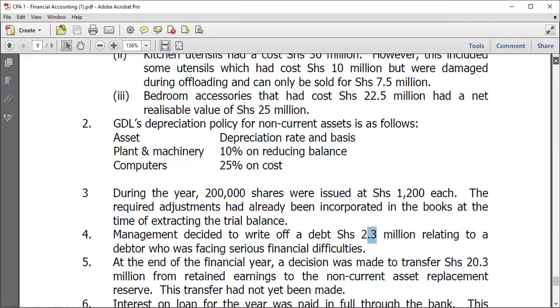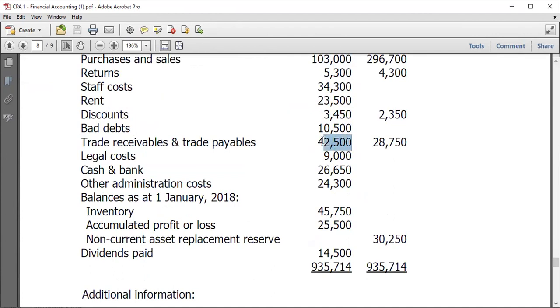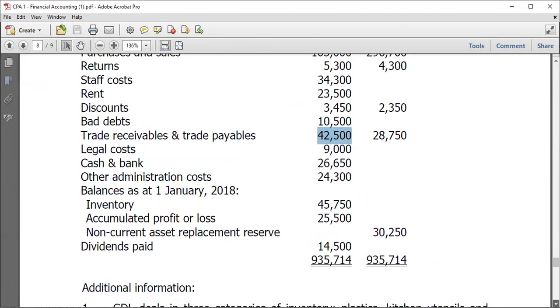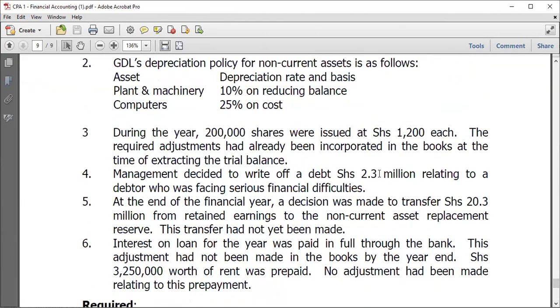So that would make what we have here. Remember, trade receivables, we have 42,500,000, I think 500,000. So by the 2.3, it will reduce it by that. So in this case, we shall not make a provision, but rather write off the amount, like the way we have the example there. So I hope we are able to understand how that plays. So that is how provisions can be.